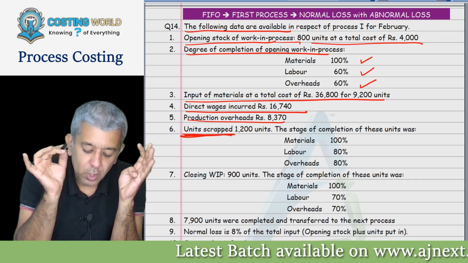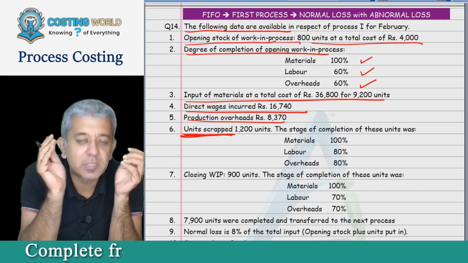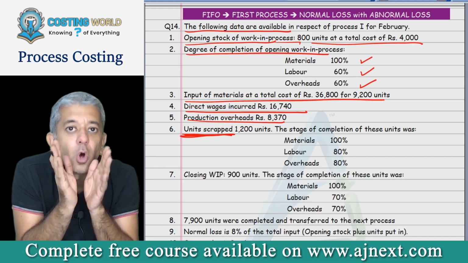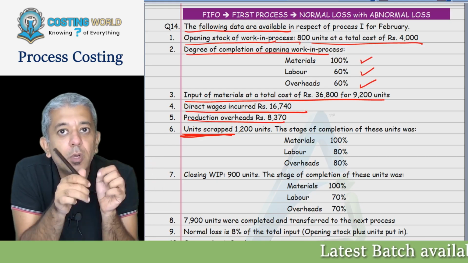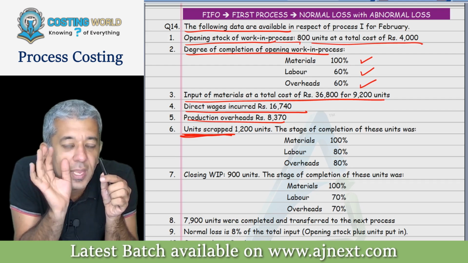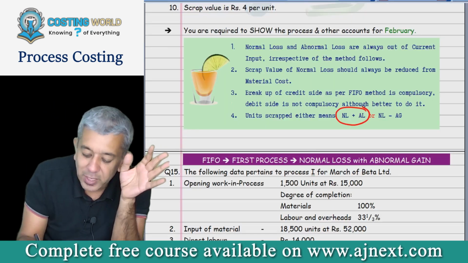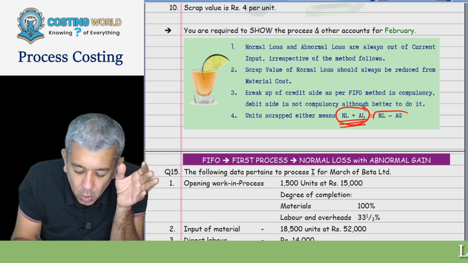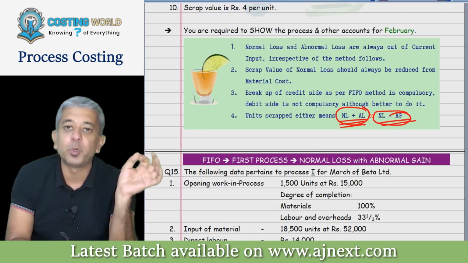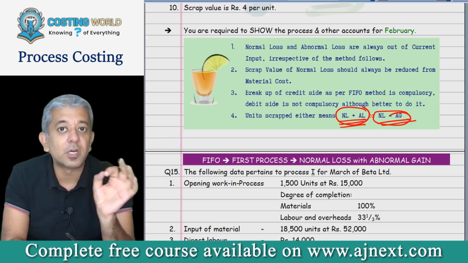So one thing. Units scrapped can either mean normal loss plus abnormal loss because I scrap both the things, or obviously it can mean normal loss less abnormal gain. You all understood this? Yes, sir. If there is abnormal gain, normal loss will fall and hence units scrapped will fall, no? Yes, sir. So in any question, units scrapped can either mean this or it can mean this. That I cannot tell you in certainty. You will have to read the question, put the numbers in your process account. Only then you will come to know. But these are the two meanings of the term units scrapped.